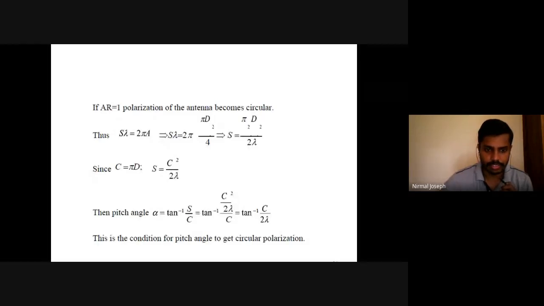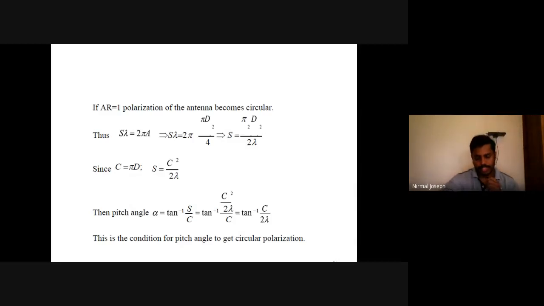In such a case, what will happen to the pitch angle? Just substitute in alpha equal to tan inverse S by C. That is the general equation. In that S, you can substitute C square by 2 lambda. So alpha should be tan inverse C by 2 lambda. This is the condition for pitch angle to get circular polarization.